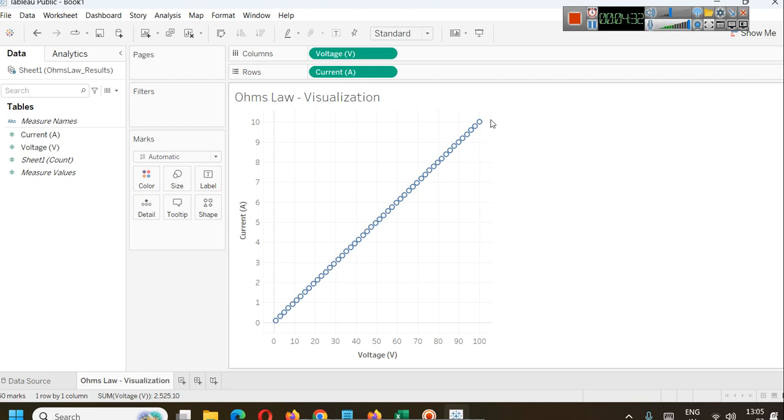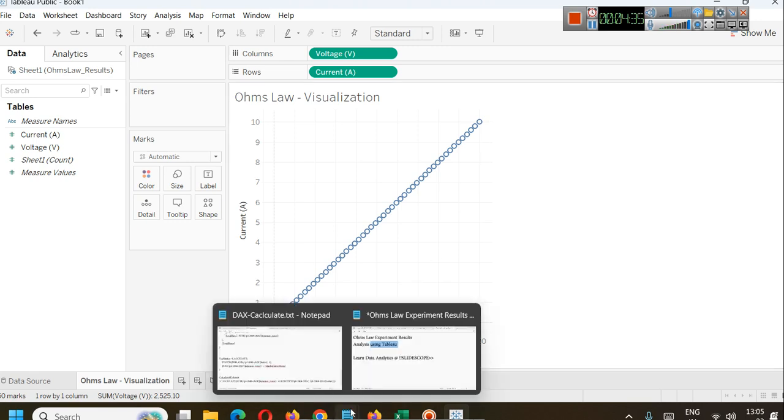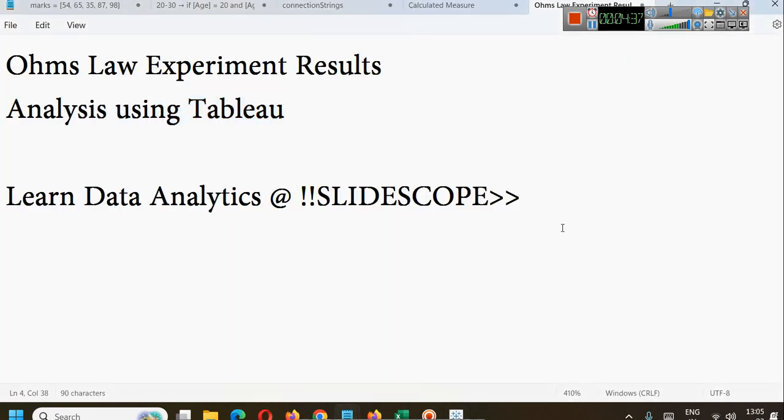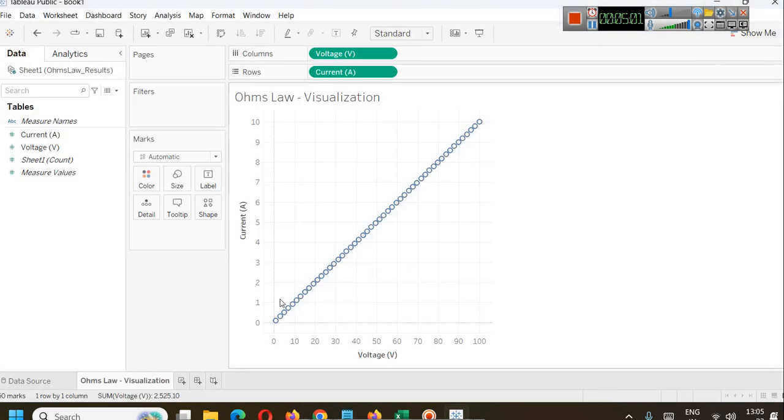Usually that's what you try to find out in an Ohm's law visualization. The formula for voltage is V is equal to IR, and if you try to find the resistance, it will be V divided by I. So if you keep the resistance constant, then for every voltage that you provide, you will get some current value, and the relationship will be linear.